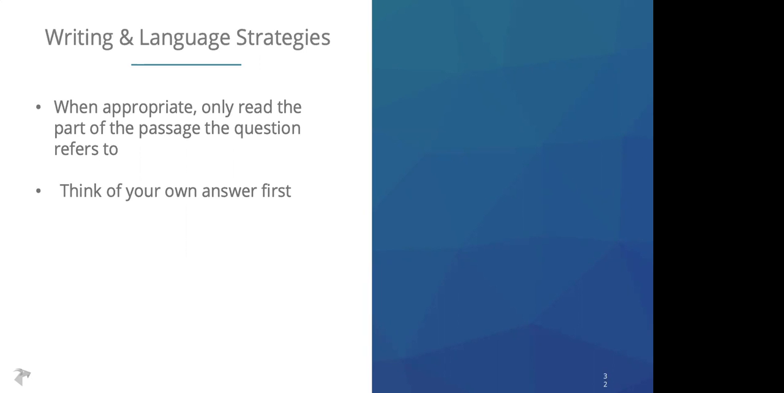The other thing you want to do is think of your own answer first, much like you did for the reading section. This will help you avoid common pitfalls and answer choices that look good but are not actually correct. And then after selecting an answer, you want to reread the sentence using your answer to make sure it's correct. You can often think about it like you were editing a paper when you're doing the writing and language section.